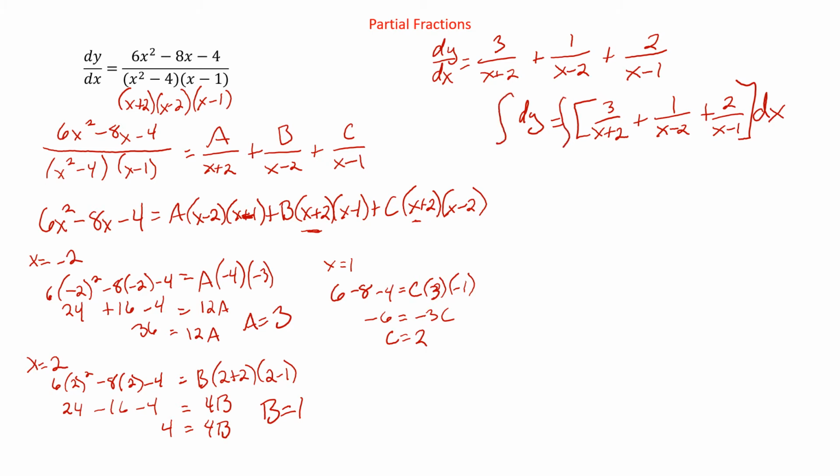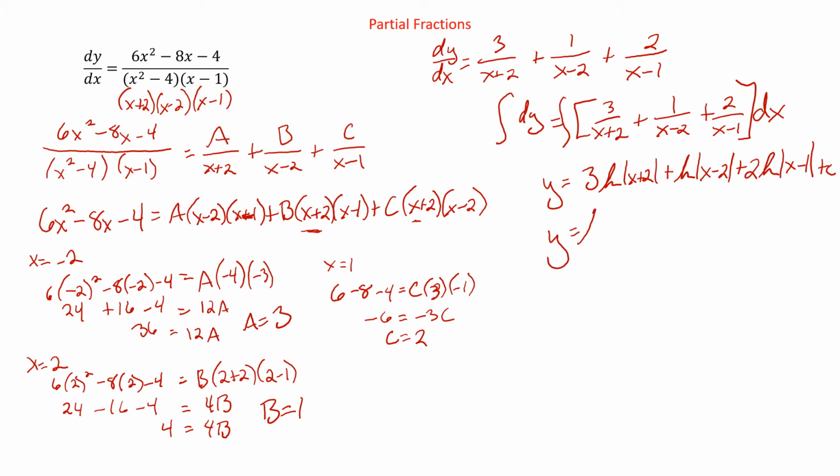Take the antiderivatives of both sides to get y equals, we can do each of them separately, and we can factor out that constant on top. So we'll have 3 natural log of x plus 2 plus 1 natural log x minus 2 plus 2 natural log x minus 1 plus c. And then we can combine them, but in this case we can't factor out that initial constant because they're not all the same. So those need to go into exponents.